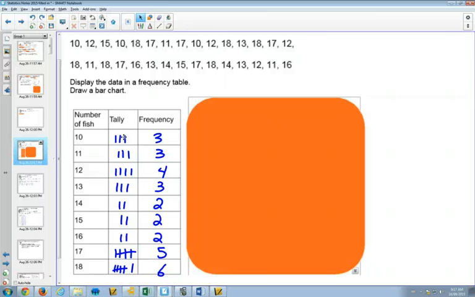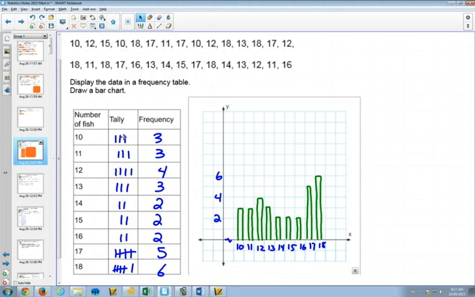Now I've also drawn here a bar chart. A bar chart has bars, and those bars often have spaces in between. We're going to also look at histograms. Histograms don't have spaces in between. Sometimes you'll see bar charts where the bars are touching, but generally a bar chart has single bars with spaces in between.